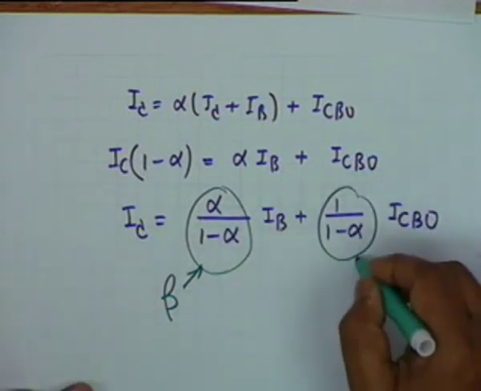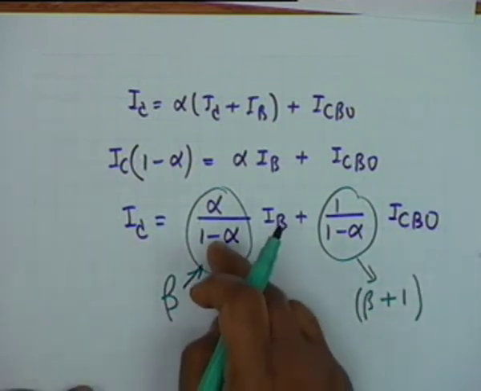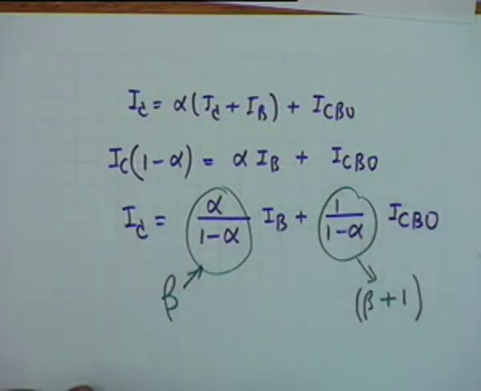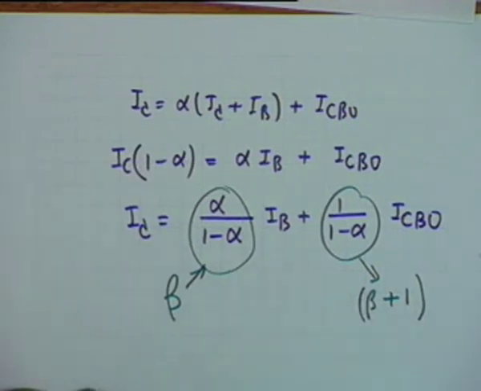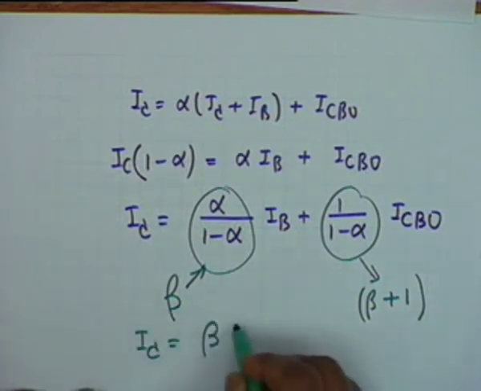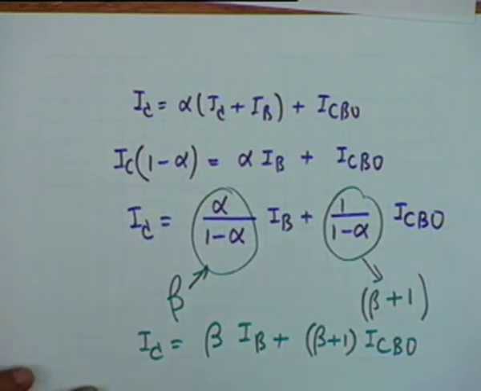Then you can see that 1 by 1 minus alpha is nothing but beta plus 1. Isn't that right? If I add 1 to this, I simply get 1 by 1 minus alpha. Agreed? And alpha is a quantity slightly smaller than unity. Beta is a quantity usually much larger than unity. And therefore, my relationship is I sub C equal to beta I sub B plus (beta plus 1) I sub CBO.